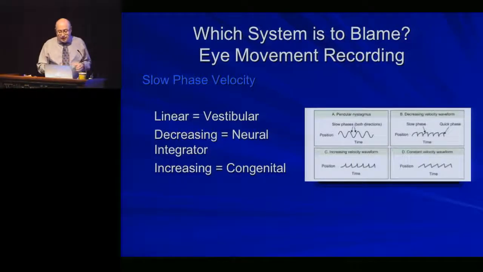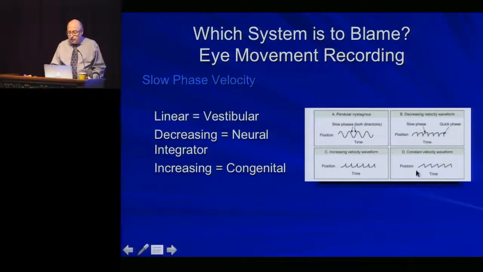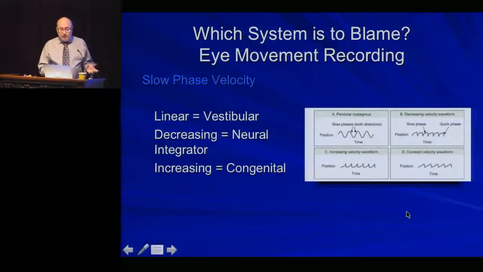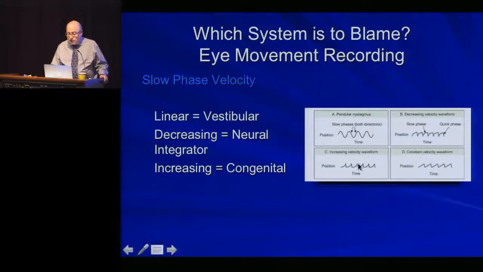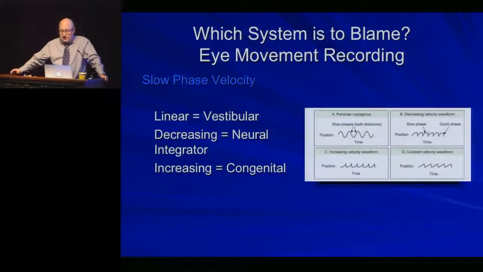So if it's a linear slow wave, so the velocity is the same from the beginning to the end of the slow phase, that's a vestibular issue. If it's a decreasing slow phase, like here, that's the neural integrator. If it's an increasing slow phase, so that as time goes on it gets faster, that's typical of a pursuit system abnormality, and that's seen in congenital nystagmus. So much for the slow eye movement systems.